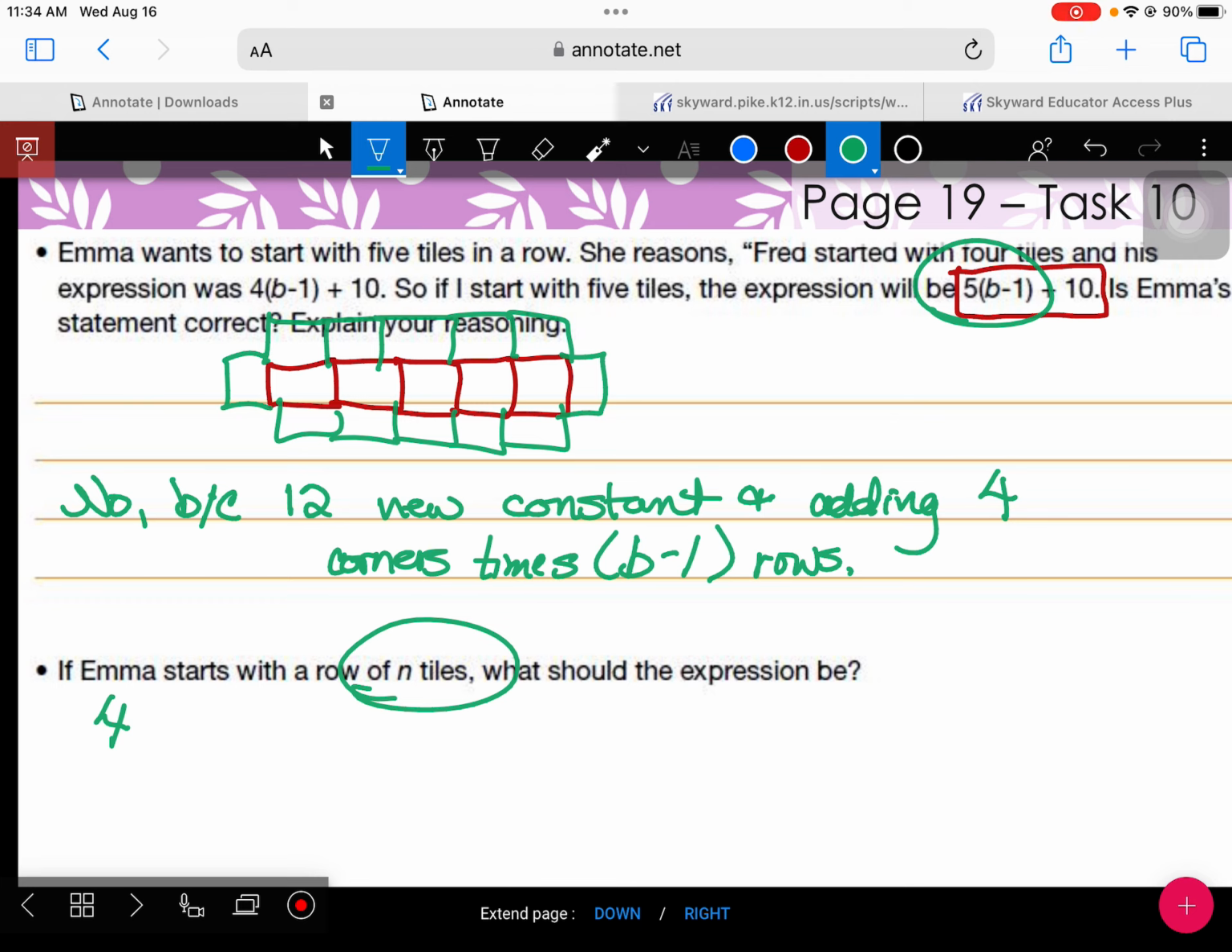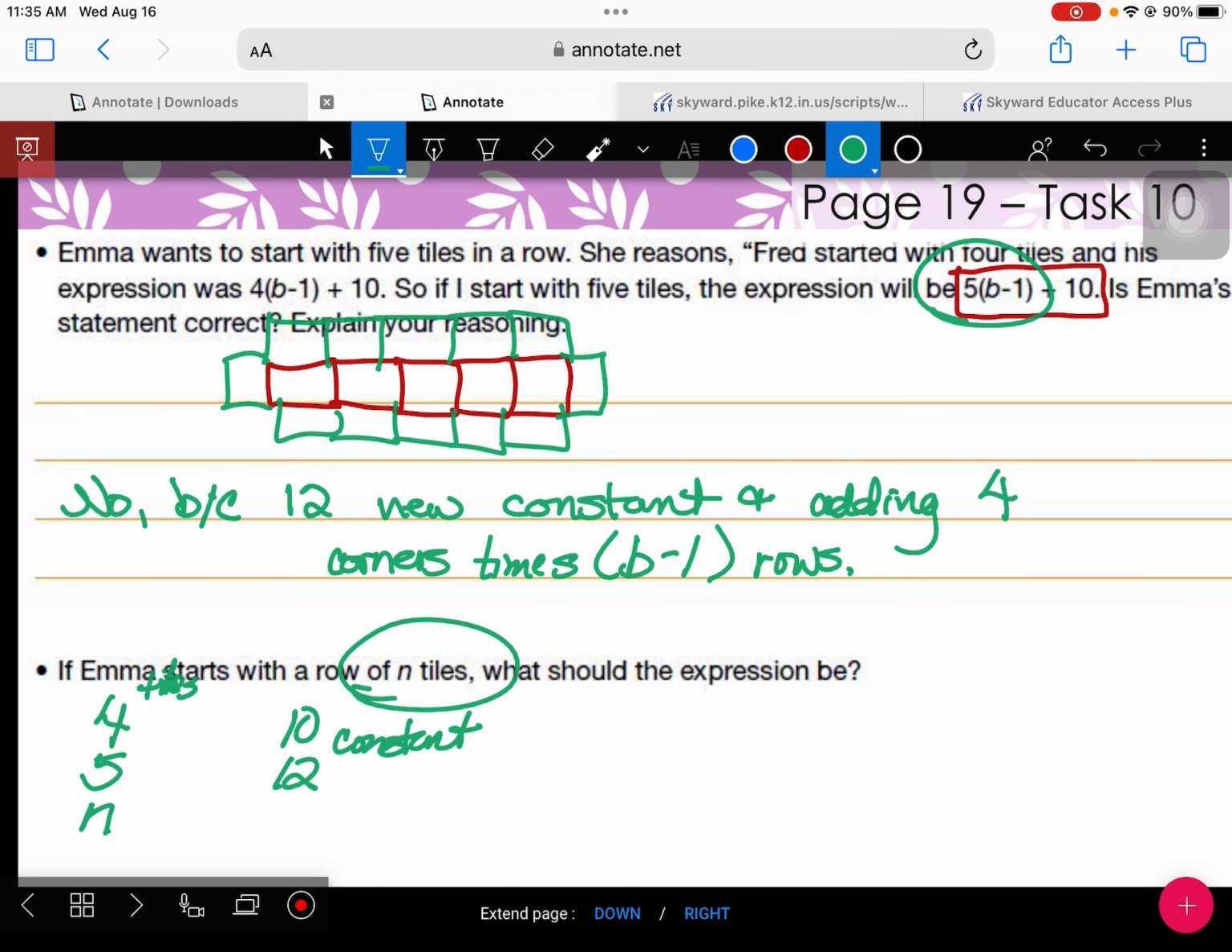So what's been the easiest thing to figure out so far? The constant, yes. So when I had 4 tiles in the middle, my constant was how much? 10, right? That was my constant. When I had 5 tiles, my constant was 12. If I have, well, we don't know this, but if I had n number of tiles, what's my constant going to be? How am I getting from 4 to 10? How am I getting from 5 to 12?